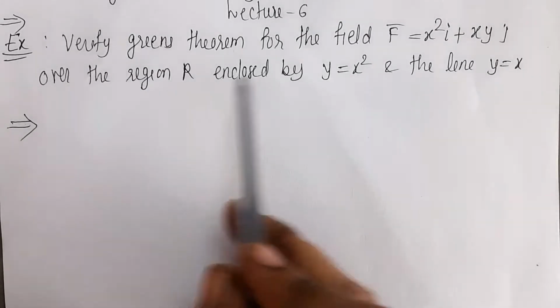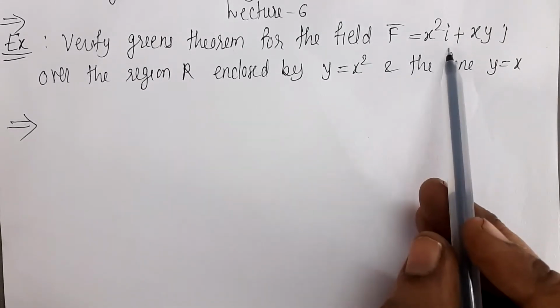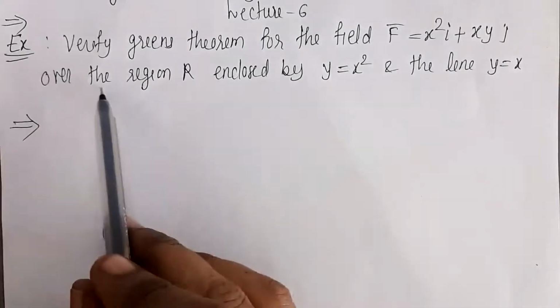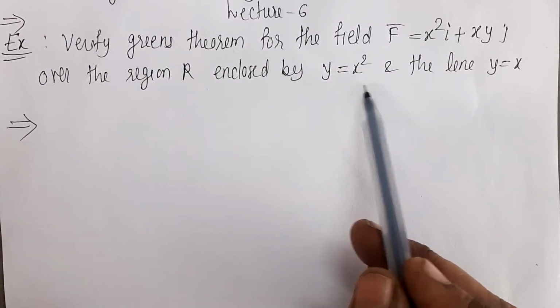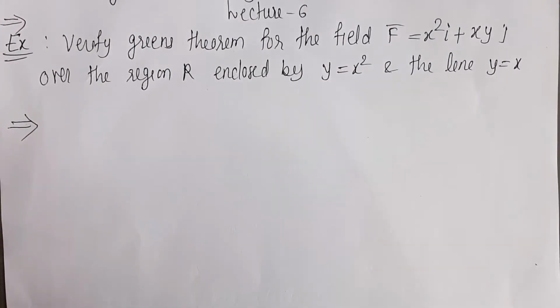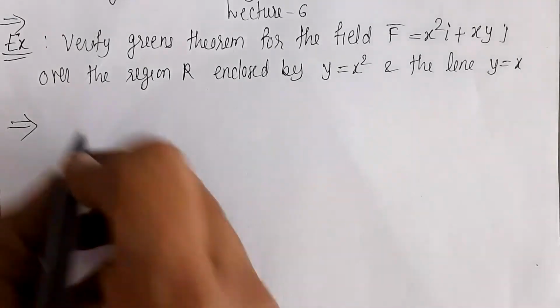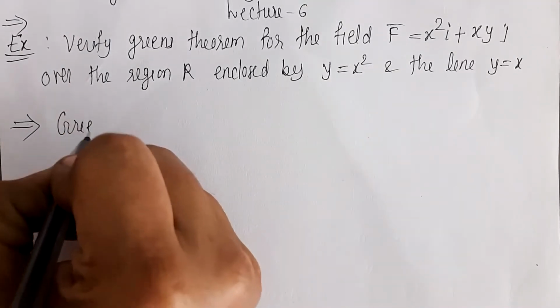Verify Green's theorem for the field f = x² i + xy j over the region R enclosed by y = x² and the line y = x. Now verify Green's theorem. So what is Green's theorem first?